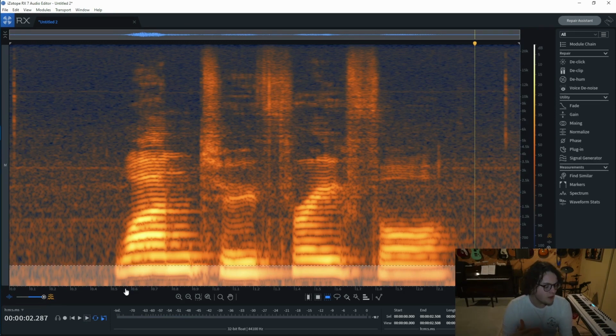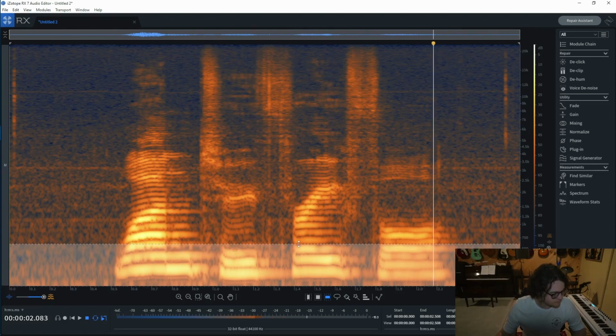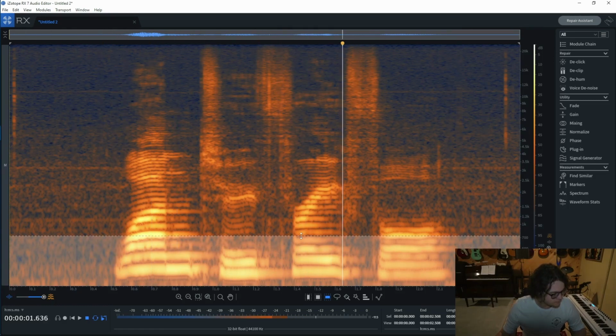So the more we go up, the more sine waves you're going to hear, and the more my voice is going to be recognized. I'm going to play the sound now and slowly go up, and you're going to hear my voice come into light.